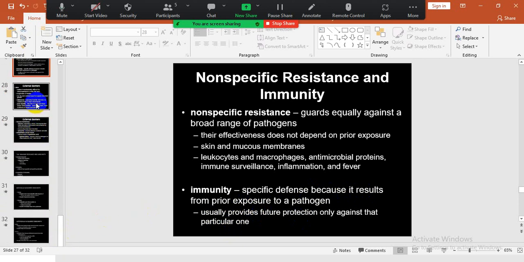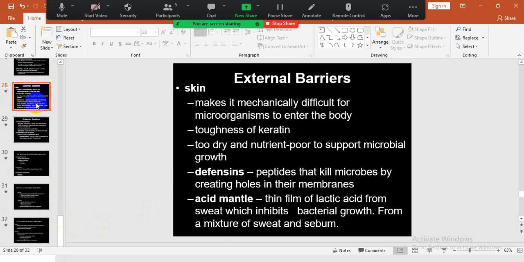So let's look at the examples of the external barriers. So go and read external barrier, the skin, the toughness of the skin, the keratin. The skin is too dry and there is no nutrient on the skin, so no microorganisms will grow there. The only places of the skin that microorganisms will be growing is in your axillary region, or your armpit. Your armpit is called axilla, or your pubic region.